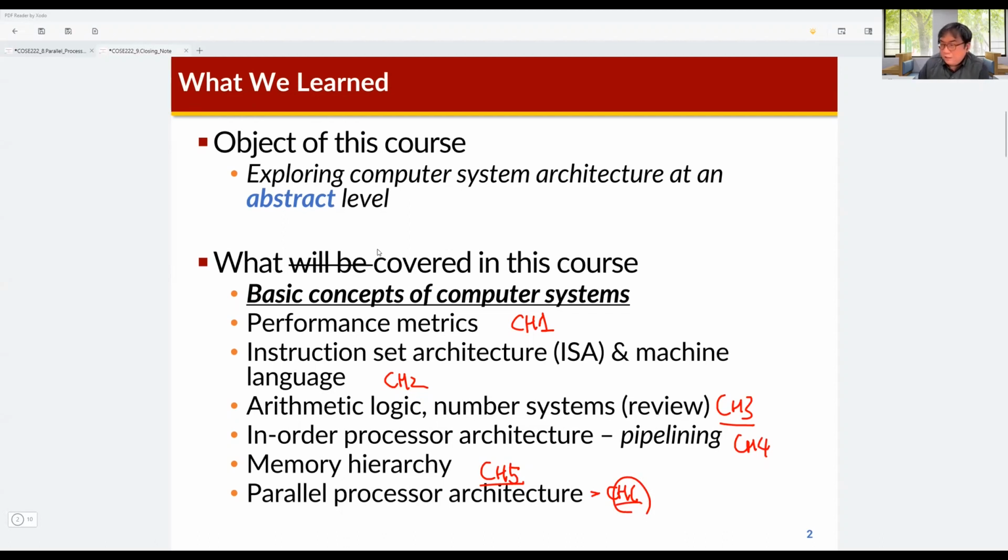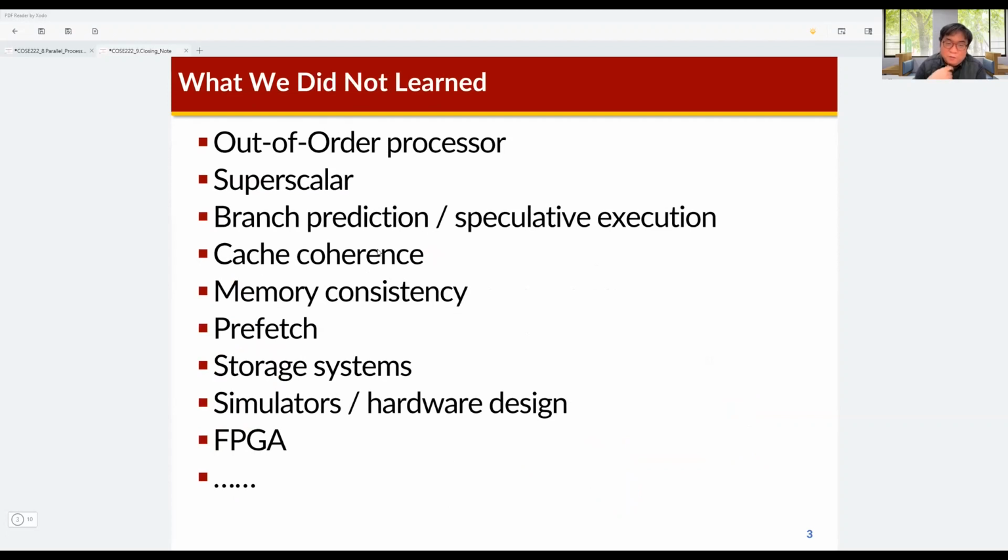I remember that in the first class, I explained that these are important: chapter two, chapter four, and chapter five. So I hope students can understand the ISA, instruction set architecture, and then processor architecture, like pipeline architecture, and memory hierarchy, okay? Because you took this computer architecture course for undergraduate students, but what did we not learn?